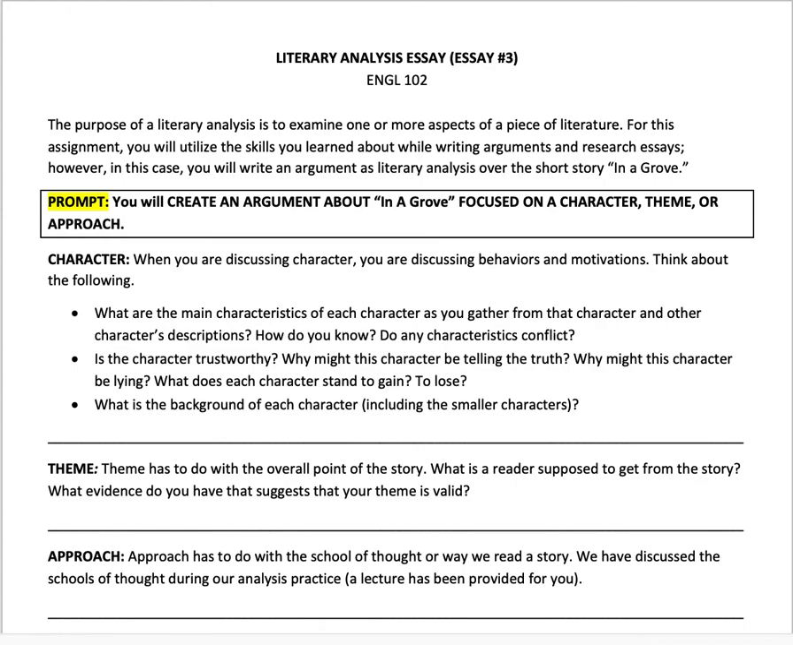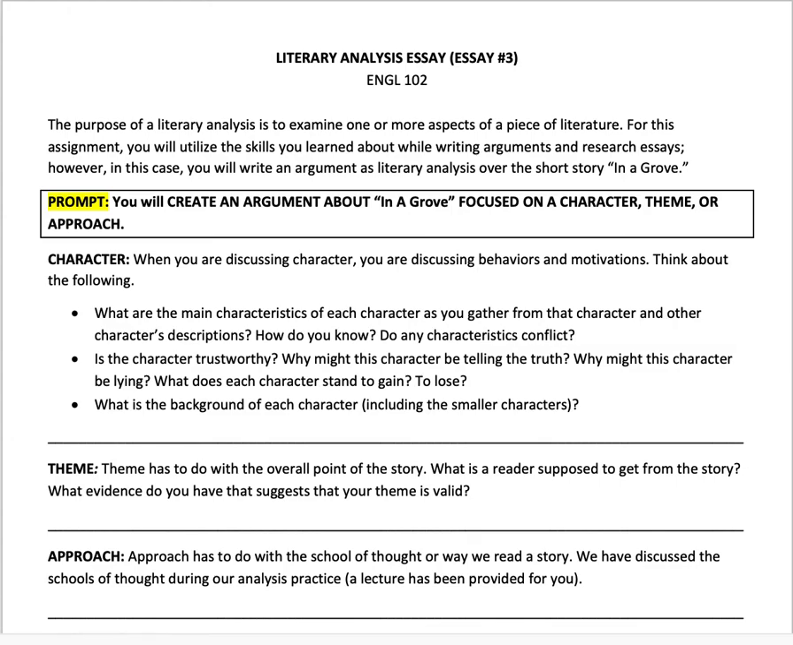So just to reiterate very clearly, do not write this third essay about the same topic and stance you've been talking about in your first and second essay. This is a totally different shift. It is a literary analysis essay over the short story In a Grove.